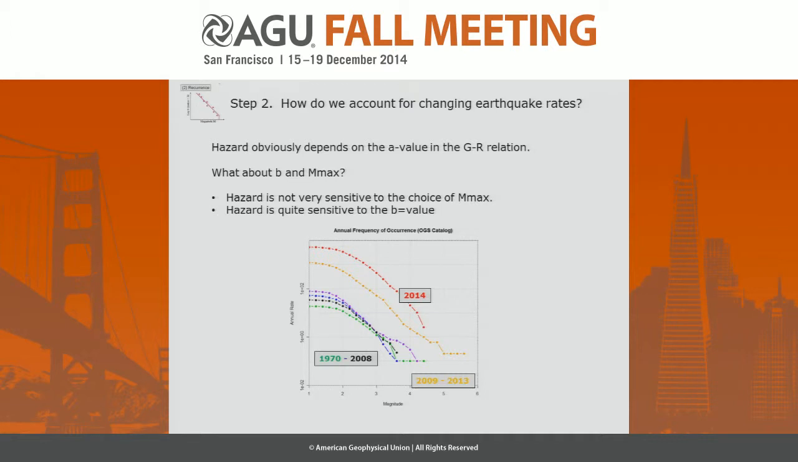Well, it's very clear that the A value, the height of these curves, is going to have a very big impact on hazard. What's not as obvious is that as long as we assume that larger earthquakes can occur, it turns out that the maximum magnitude is not a terribly important parameter.